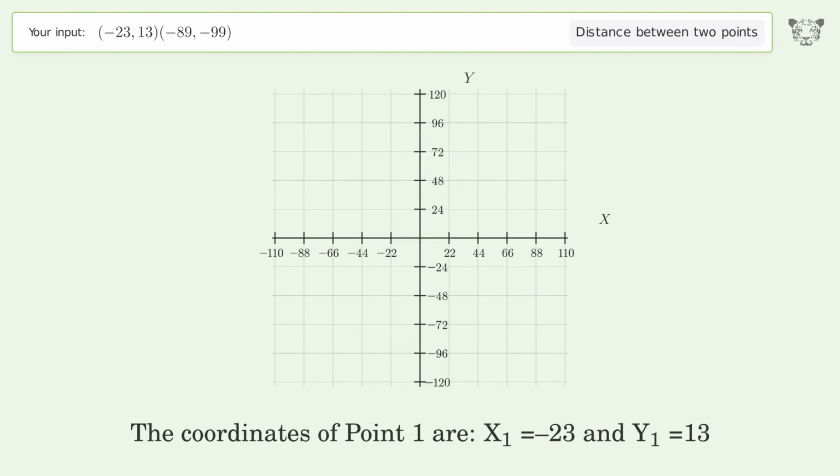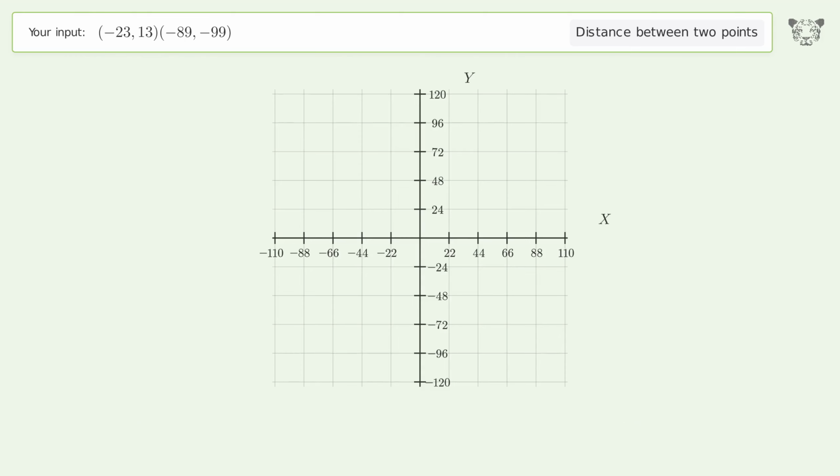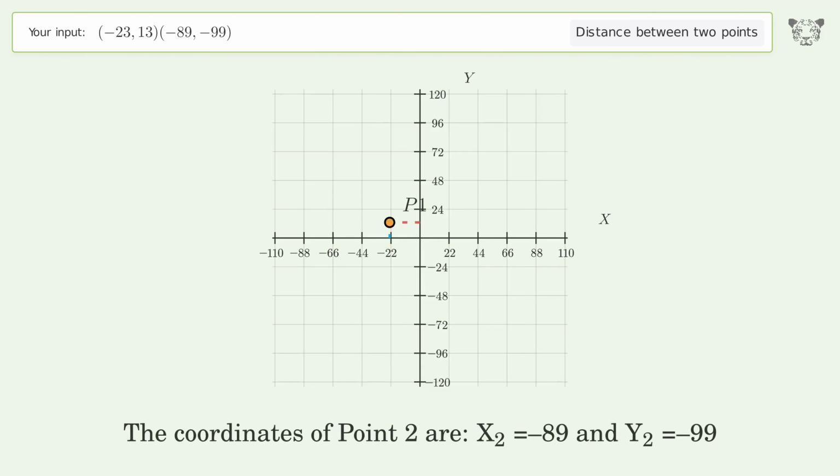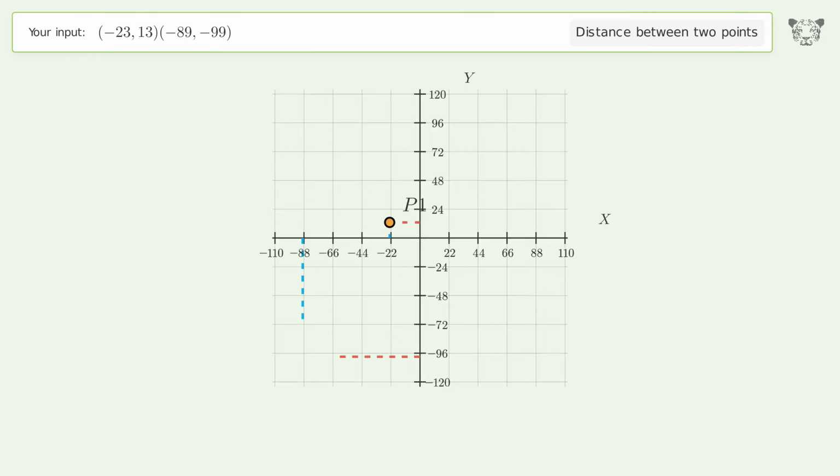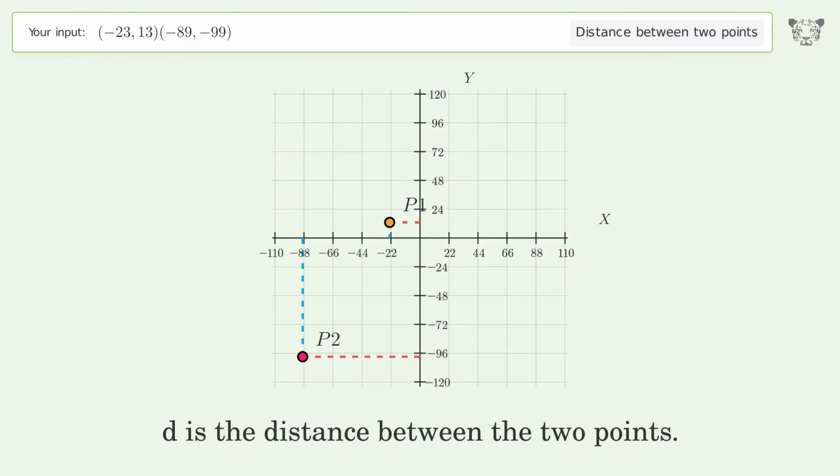The coordinates of point 1 are x1 equals -23 and y1 equals 13. The coordinates of point 2 are x2 equals -89 and y2 equals -99. D is the distance between the 2 points.